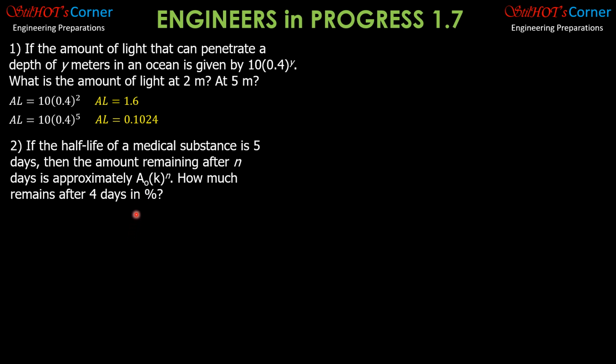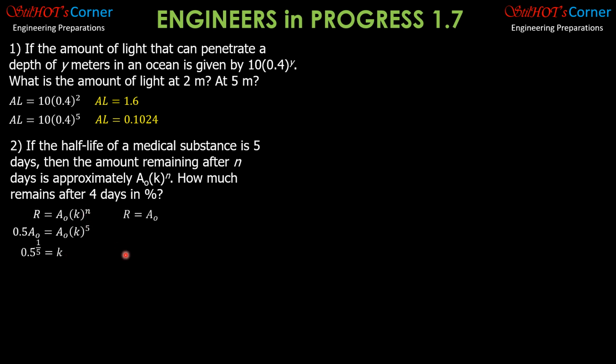So let's call it R. R is AO times quantity K to the n. Then R is 0.5 of AO in 5 days. So 0.5 AO equals AO times quantity K to the 5. Cancel out AO, so raise everything to 1/5. So K is 0.5 to the 1/5. Then that is the value of K.